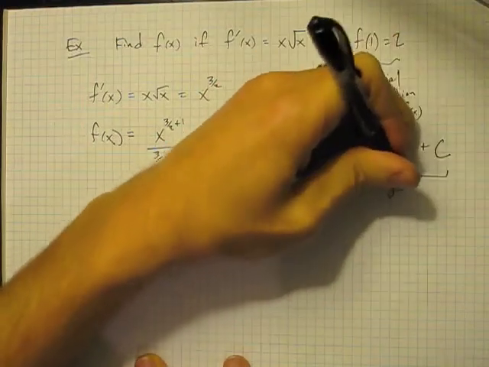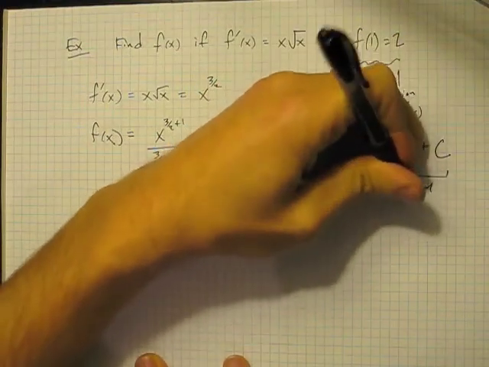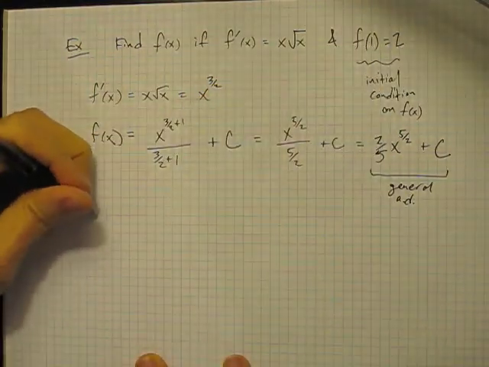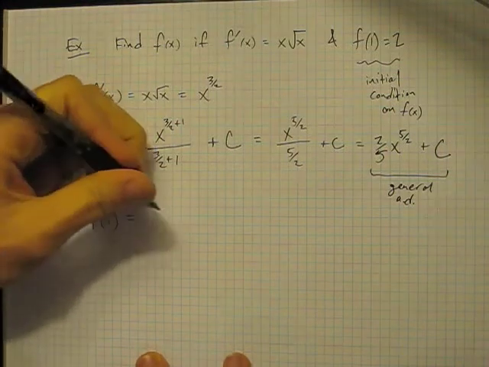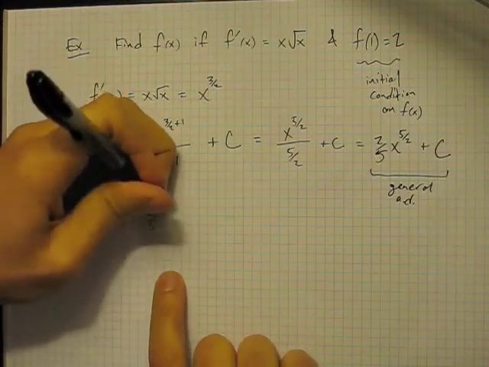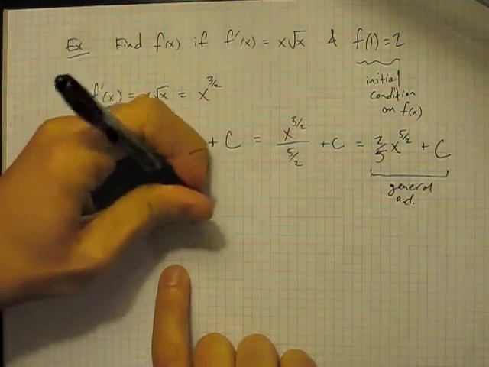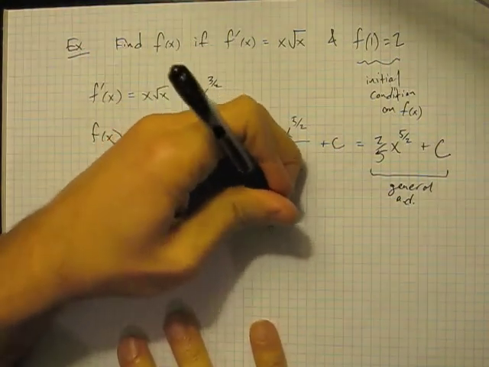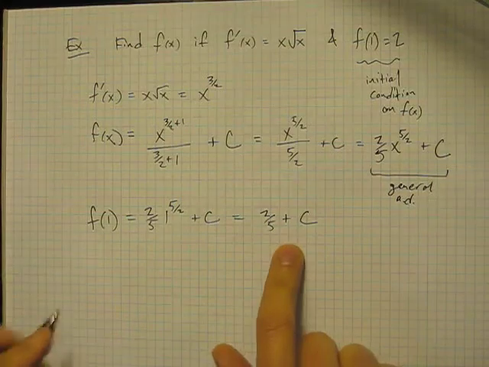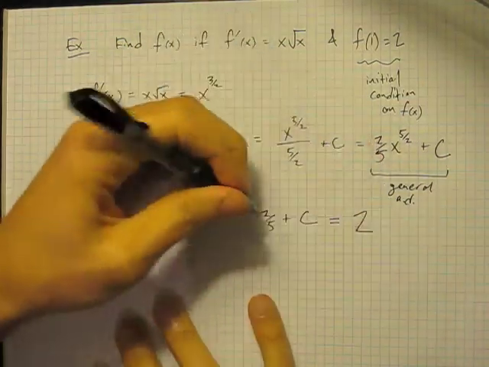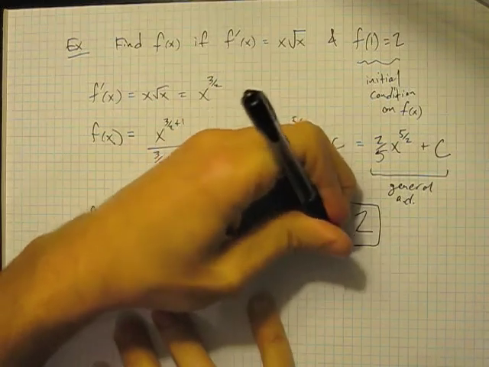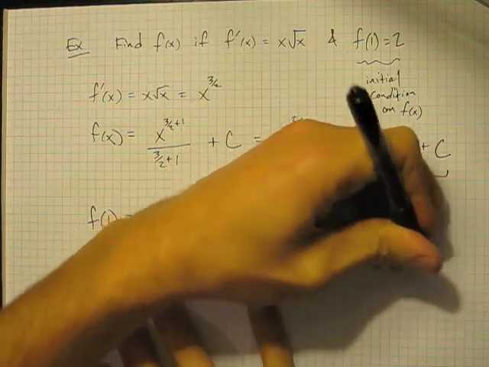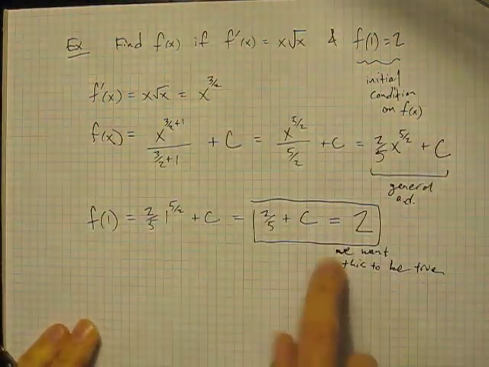This is just general. But we want something more specific. We want a function where when we plug in 1, we get 2. So let's see what that is. So f of 1 is equal to 2/5 times 1 to the 5/2 power plus c. So 1 to any power is just itself, so 2/5 plus c here. Okay, but we want this to equal 2. So we want this to be true. Okay? And so in order to do that, we have to figure out what c is.